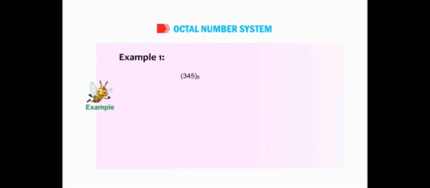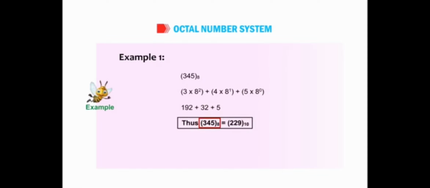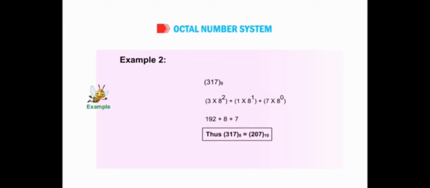Example 1. 345 base 8: 3 into 8 raised to power 2 plus 4 into 8 raised to power 1 plus 5 into 8 raised to power 0. 192 plus 32 plus 5. Thus 345 base 8 equals 229 base 10. Example 2. 317 base 8: 3 into 8 raised to power 2 plus 1 into 8 raised to power 1 plus 7 into 8 raised to power 0. 192 plus 8 plus 7. Thus, 317 base 8 equals 207 base 10.